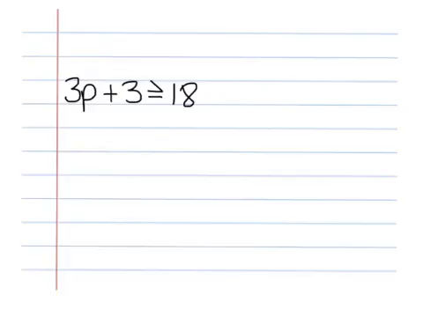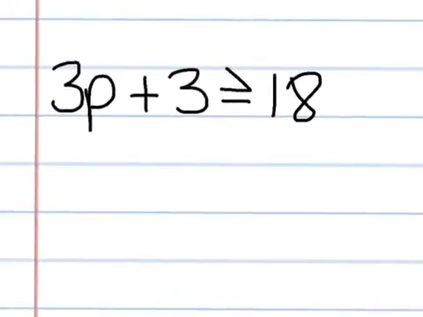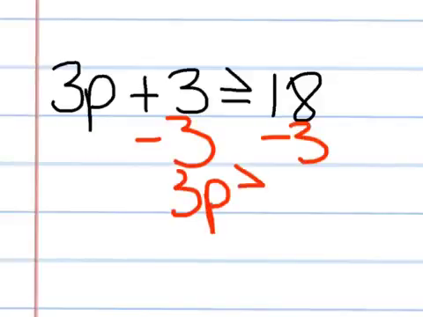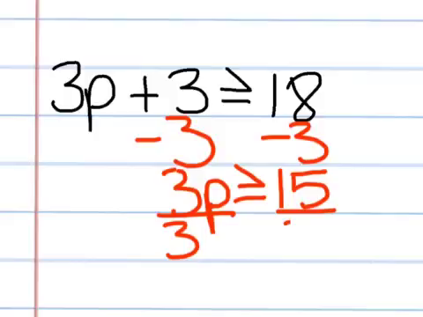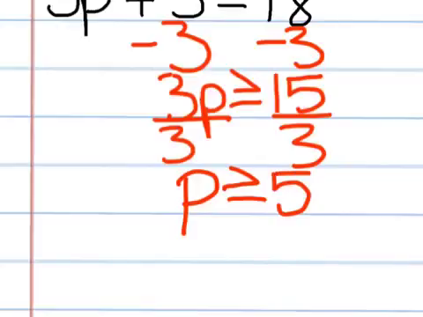Okay, solution for the practice problem. We've got 3p plus 3 is greater than or equal to 18. Subtract 3 from both sides. We'll have 3p is greater than or equal to 15. We divide by our coefficient, which is 3. And we get p is greater than or equal to 5.